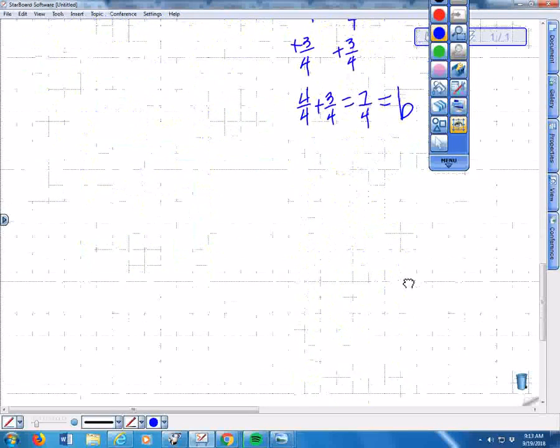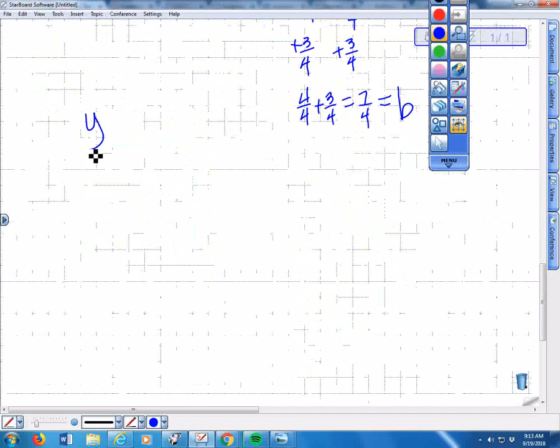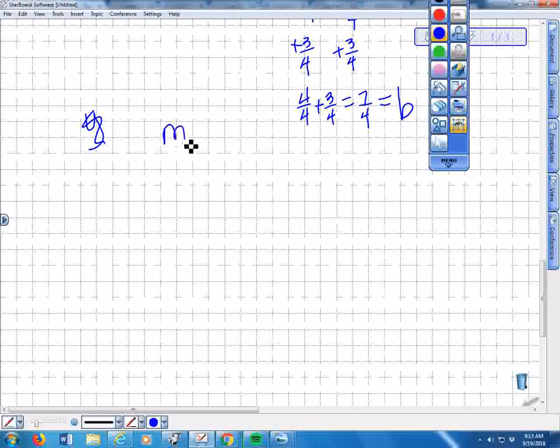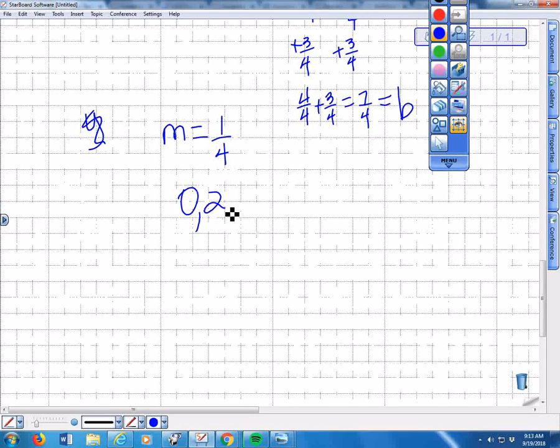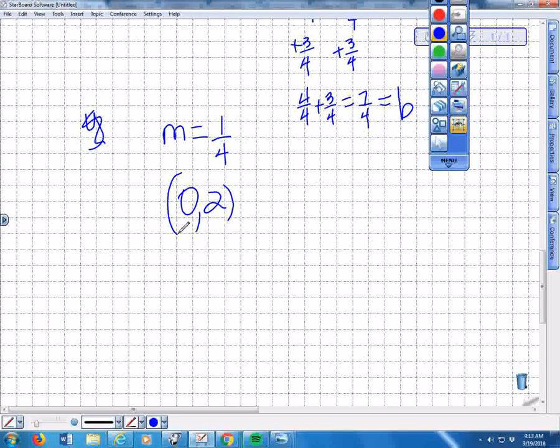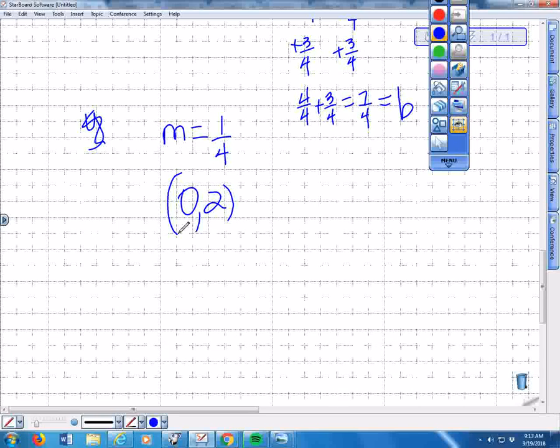Okay, what if I gave you m is 1/4, and the point is 0, 2. How do you write the equation of that line? What do you have to do?